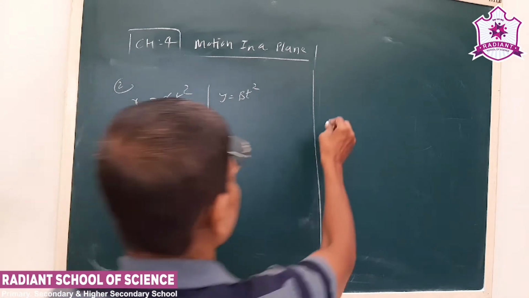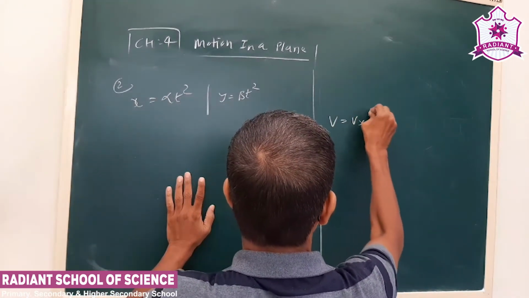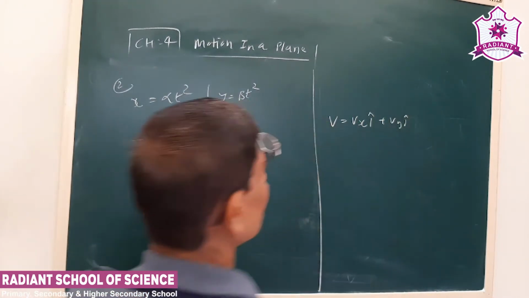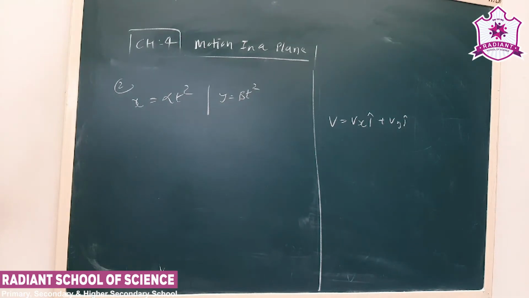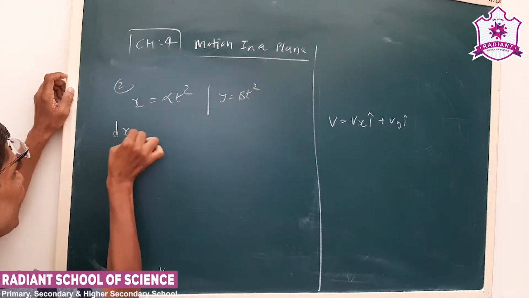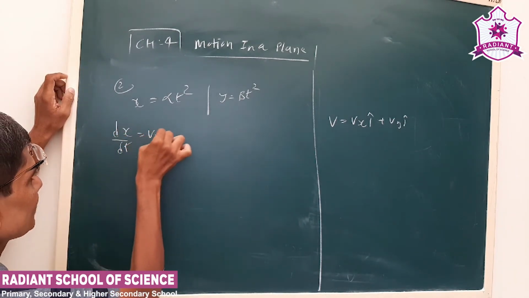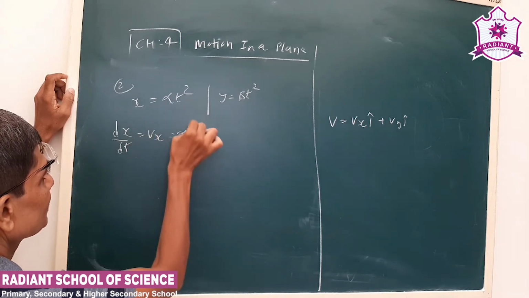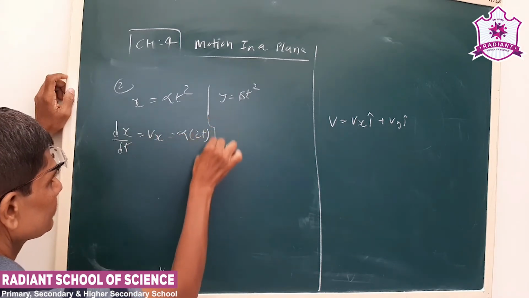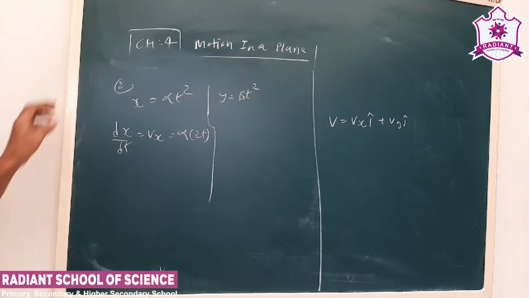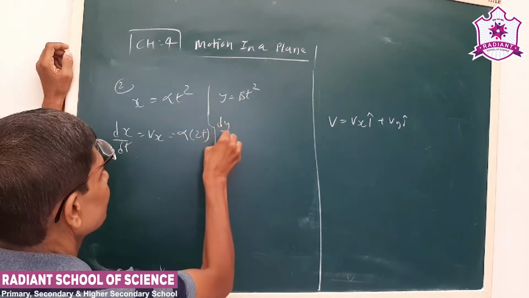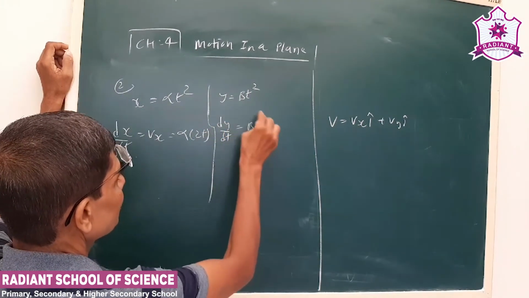Now see, velocity is vx i plus vy j for 2 dimensions. dx by dt will give vx. Alpha is constant, the derivative of t square is 2t. Now dy by dt, beta is constant, the derivative of t square is 2t.